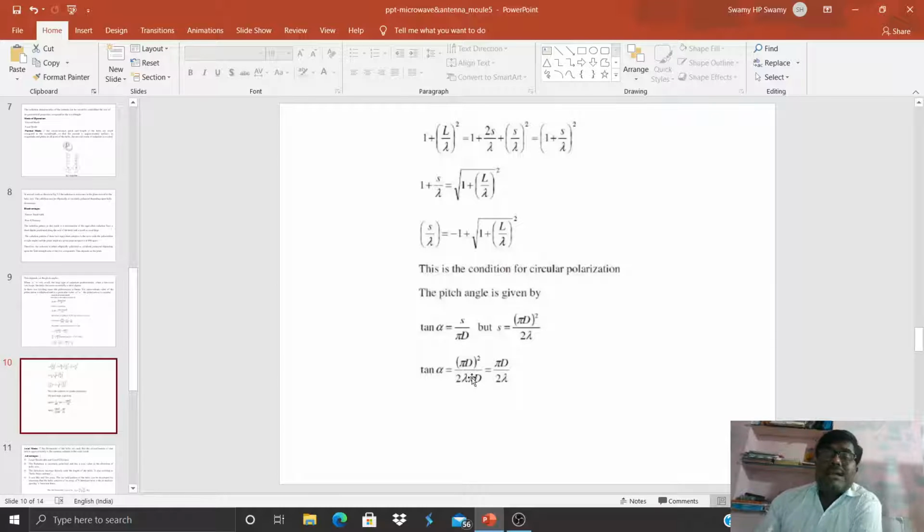So the pitch angle is given by tan alpha is equal to S by pi d, but S is equal to pi d squared by 2 lambda. Therefore tan alpha is equal to pi d squared divided by 2 lambda pi d. One pi d in the numerator is cancelled with the denominator, so what remains is pi d divided by 2 lambda.